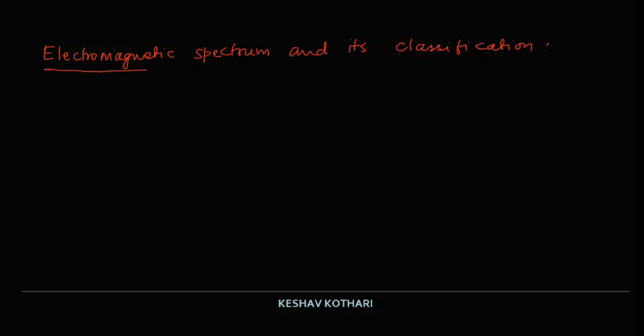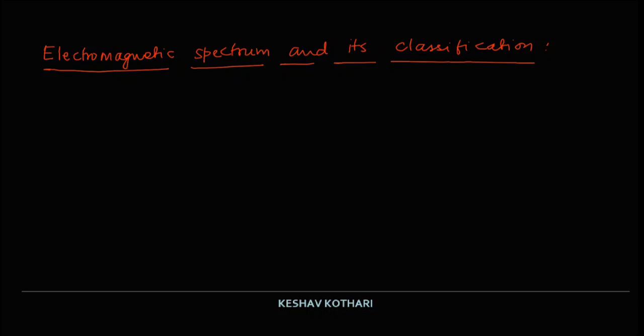So let us begin with the discussion on electromagnetic spectrum and its classification. Now we generally tend to say that the electromagnetic spectrum is divided into two parts, that is visible and invisible spectrum. But that is too simplistic, because the invisible spectrum is a very large, much broader classification in comparison to the visible spectrum.